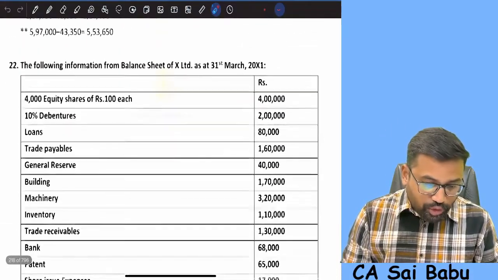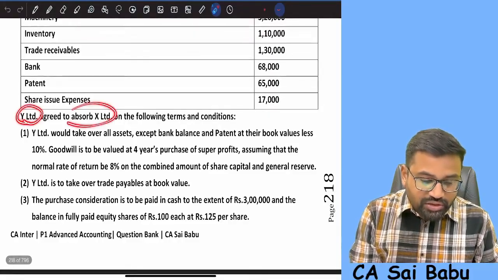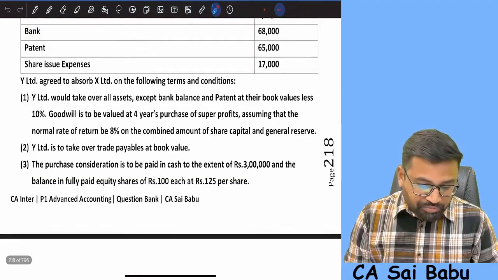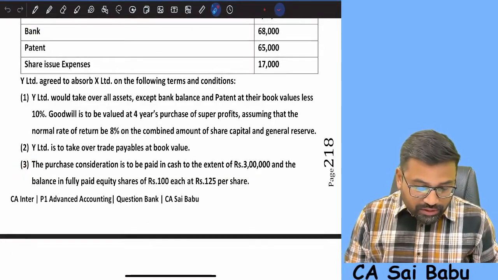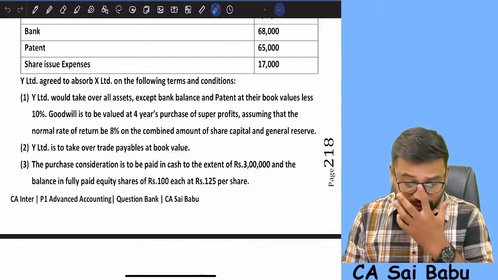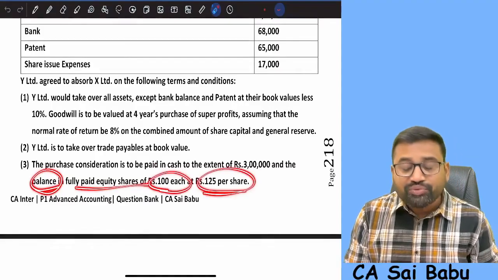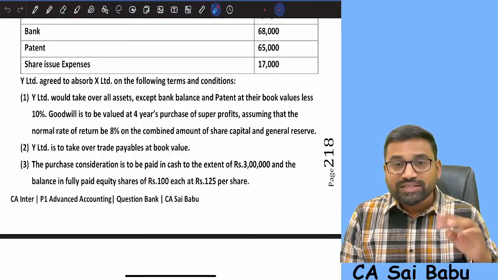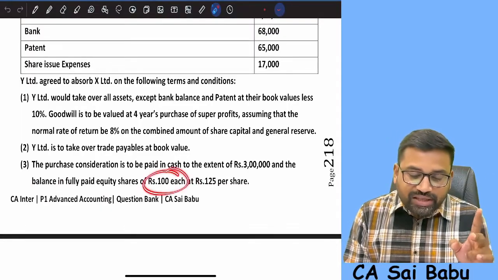Suppose, sir, problem number 22, you see, in this question, Y Limited is taking over X Limited, sir. So Y Limited has to pay PC to X Limited. In point number 3, they are talking about PC, sir. The purchase consideration is to be paid in cash to the extent of 3 lakhs. Very clear. And the balance in fully paid equity shares of 100 each at 125 per share. So they are saying that cash will be given 3 lakhs. Balance will be given in the form of equity shares, 100 rupees share they will give at 125.